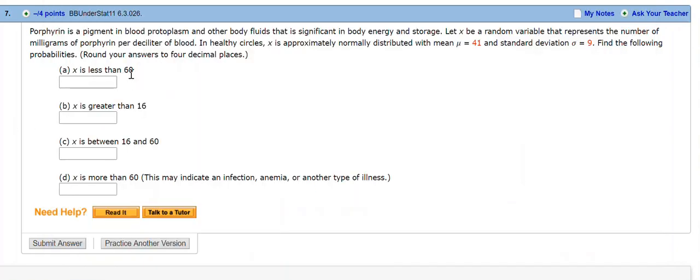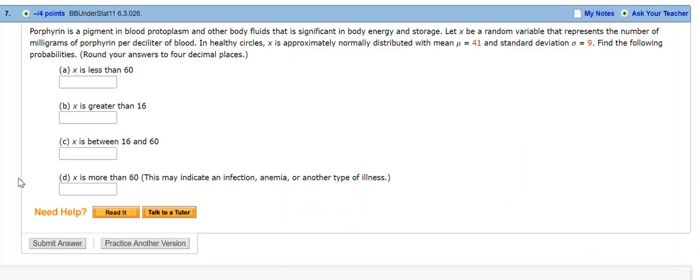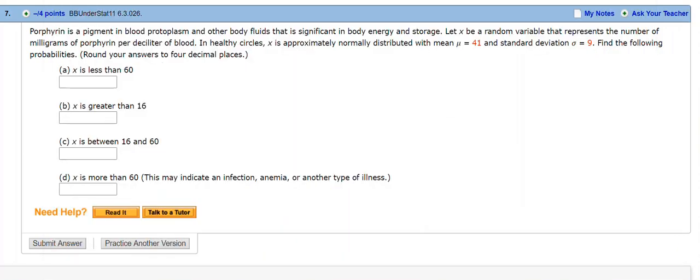And then the upper is 60 because it's less than 60. And then our mean was 41. And our standard deviation is 9.